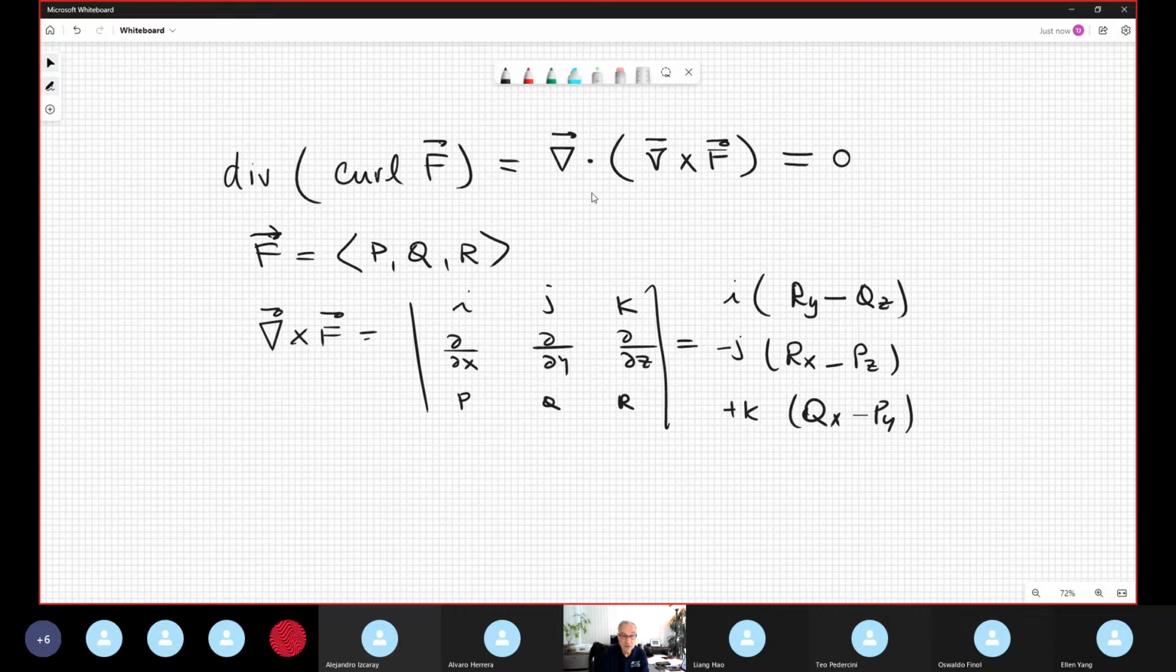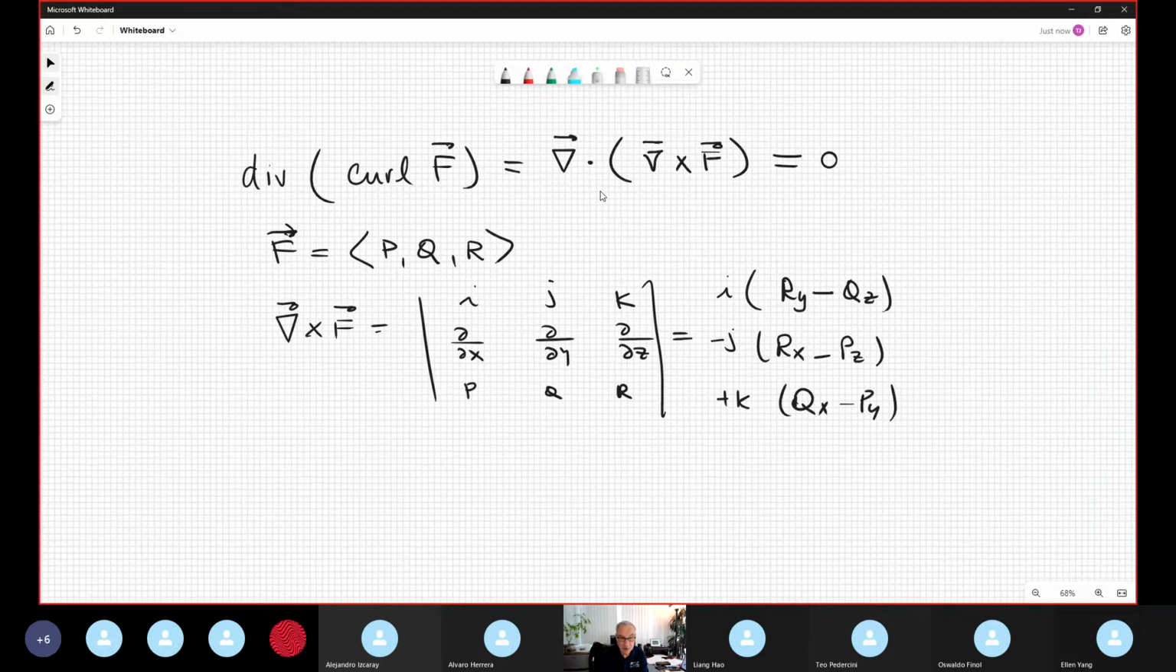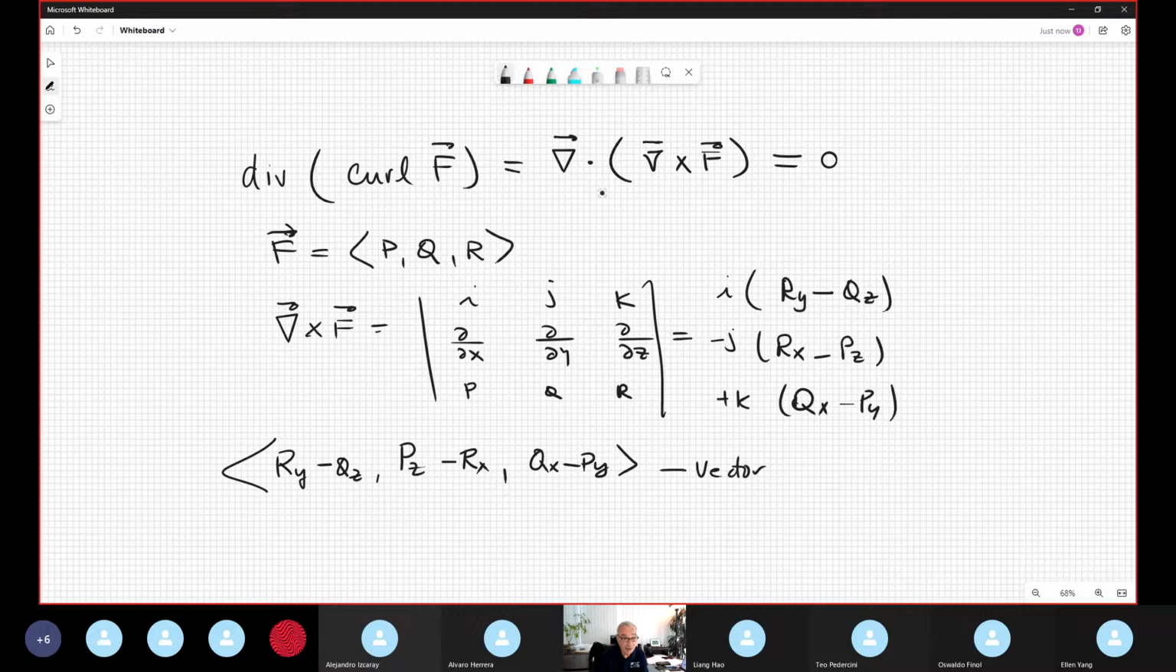Now this vector field is (R_y minus Q_z, comma, P_z minus R_x. I interchange the sign here, because the negative was outside, comma, Q_x minus P_y). My goal: this is a vector field, but it is not F. This vector field is the curl of F. Now I need to find the divergence.